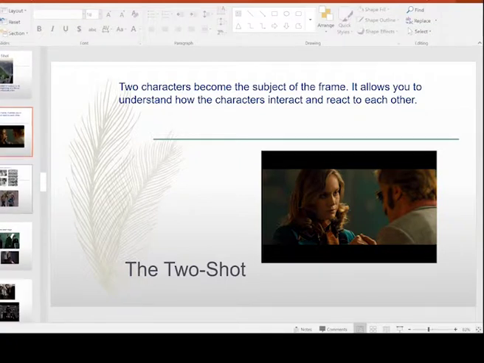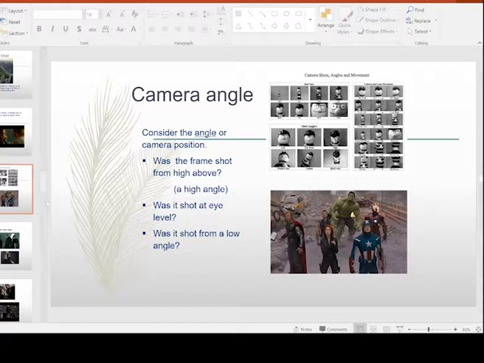Two shots is where you have two characters in a frame. You normally have one larger than the other. Then you've got camera angle. What you'll find in a lot of documentaries and films is that the villain or the hero are filmed from low because they have power. A high angle takes the power away from them, and eye level means that we can relate to them. So a lot of docos in particular do eye level because we want to seem equal to the character being interviewed.